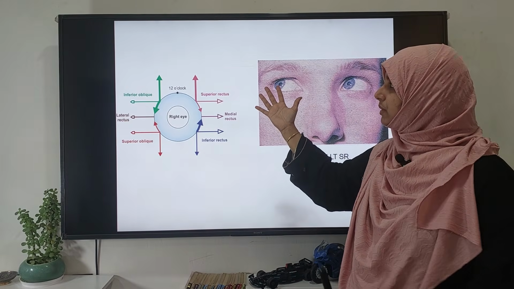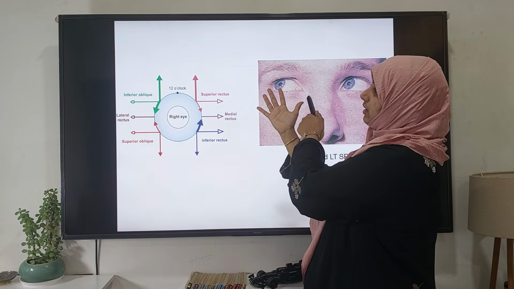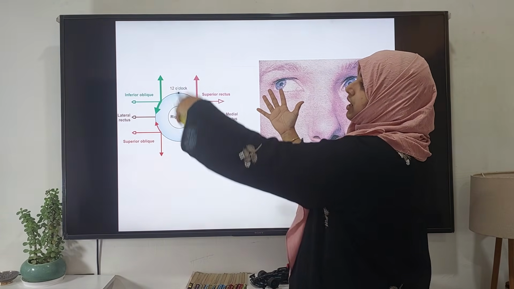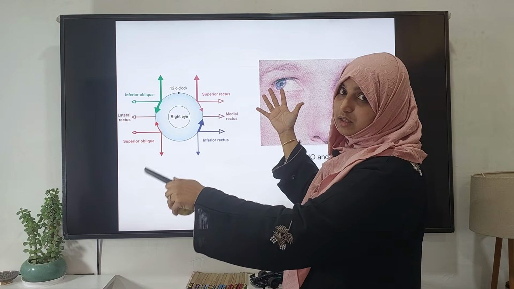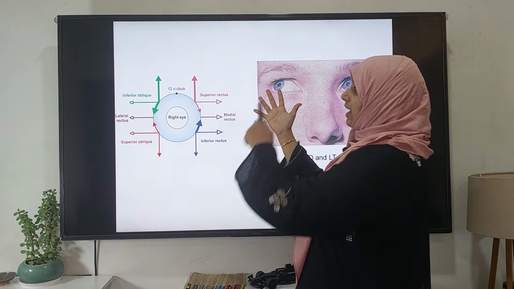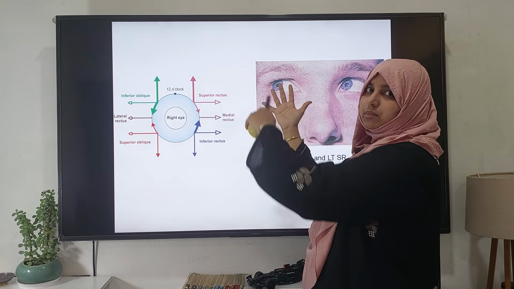So what will happen? On this side I have the superior rectus acting, and on this side the inferior rectus acting. So if there are going to be conjugate movements towards the right upper quadrant, the muscles responsible will be the right side's inferior oblique and the left side's superior rectus, because of the mirror image.